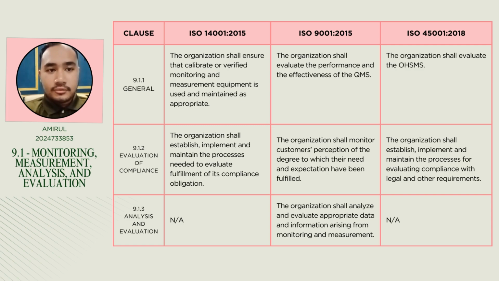For ISO 9001, the organization shall evaluate the performance and the effectiveness of the quality management system. The organization shall monitor customer perception of the degree to which their needs and expectations have been fulfilled. The organization shall analyze and evaluate appropriate data and information arising from monitoring and measurement. For ISO 45001, generally the organization shall evaluate the OSH management system. The organization shall establish, implement, and maintain a process for evaluating compliance with legal requirements and other requirements.